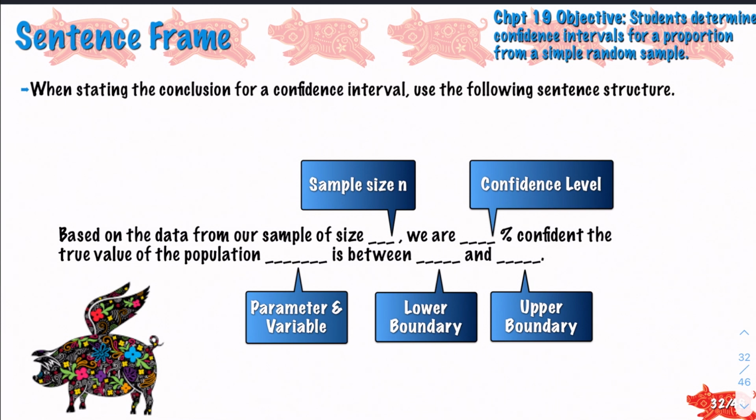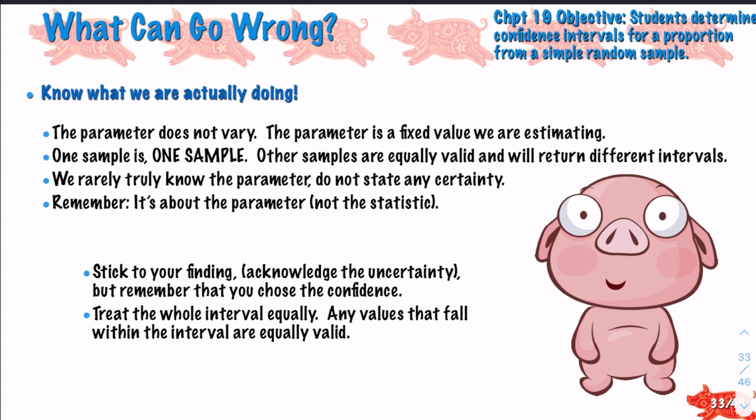So when stating the conclusion for a confidence interval, just use the following sentence structure. Just keep it simple. Based on the data from our sample size of n, we are, fill in the blank for your confidence level, blank % confident the true value of the population, whatever it is, is between our lower bound and our upper bound.